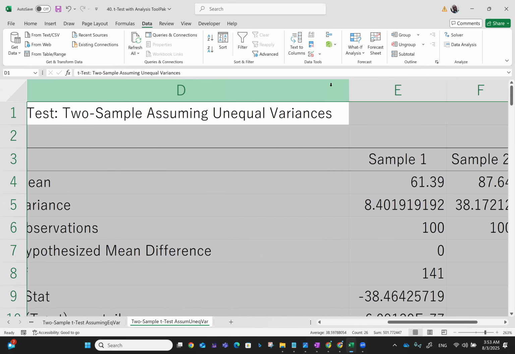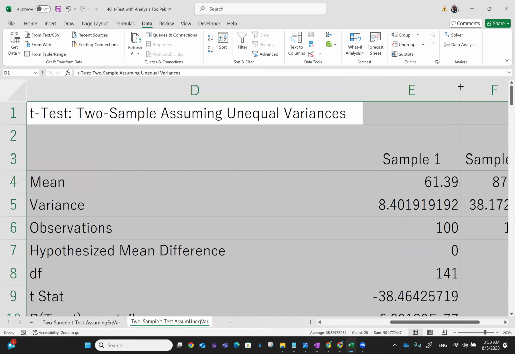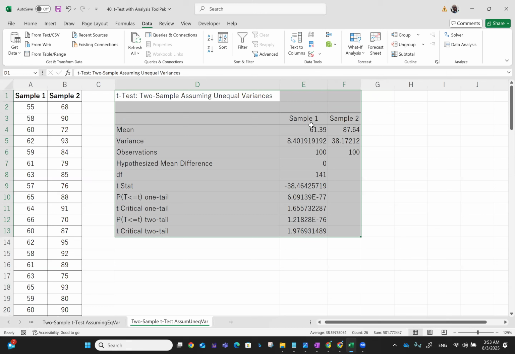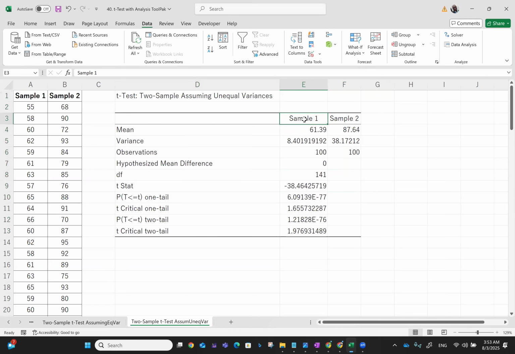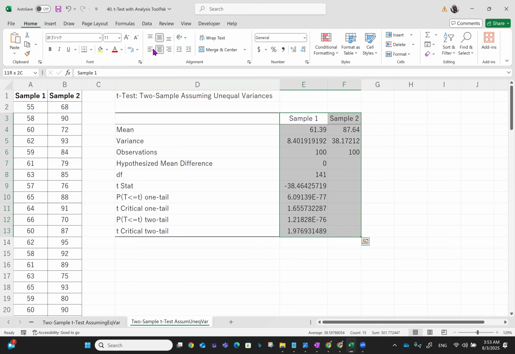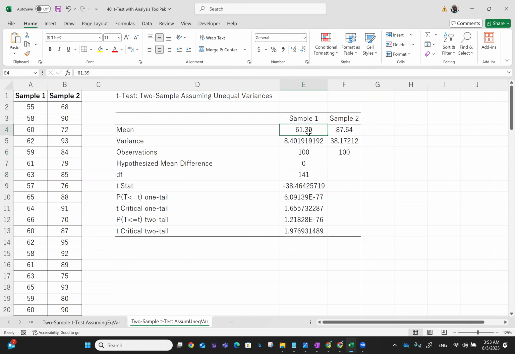Okay, so we have all of this. So let me shrink that a little bit. So we have sample one, sample two, bring it down this way, and then we can do a bit of formatting to make it more readable. Okay, so the mean for the first sample is 61.39. Sample two, it's 7.64. Variance, okay, this one is also spread out, but this one is way spread out because we have 38 here. Same of the number of observations.